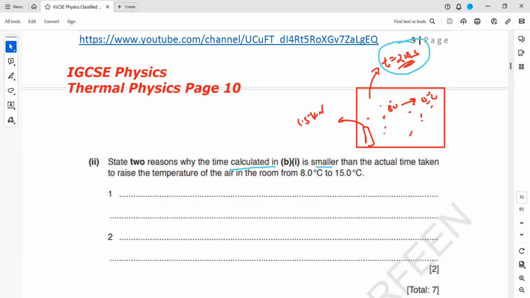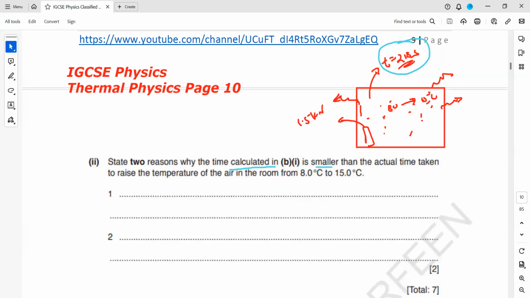That's a good answer. If you consider, we think that this room is just completely filled with air and there is no loss of energy. But practically, what might happen when the air particles become hot? Hot air is rising up, so it will come in contact with the wall and it will lose energy to the walls. So as a result, what will happen? Some of the energy is lost, and the heater is not providing all the energy.